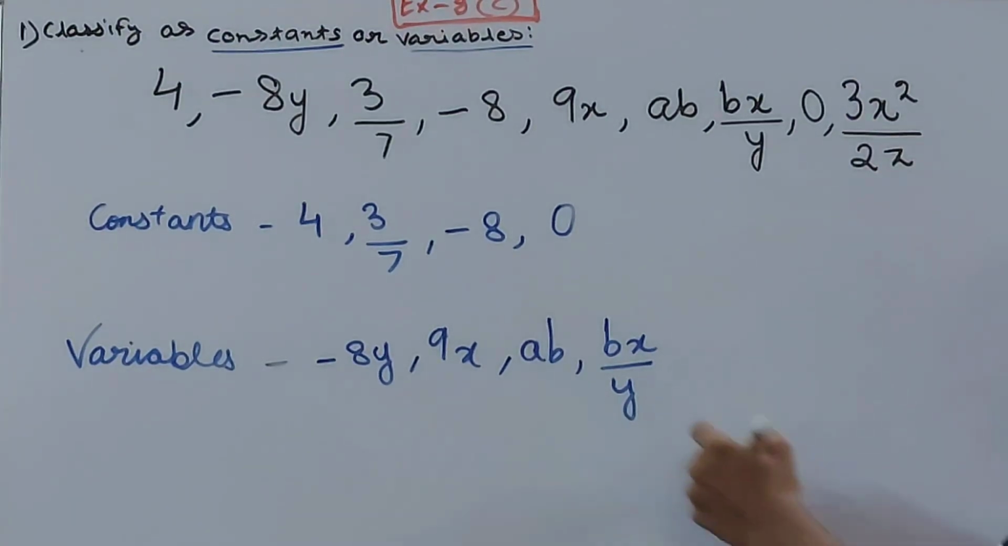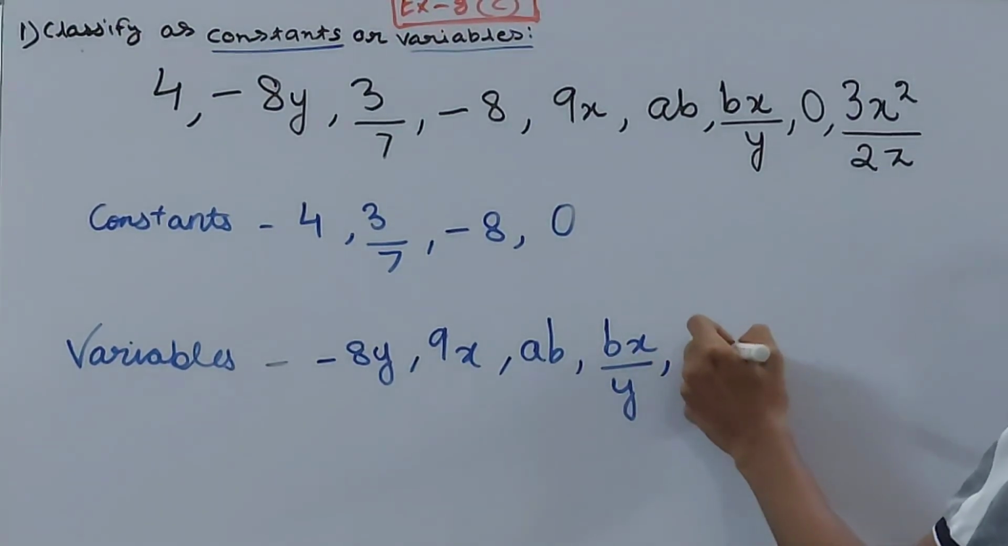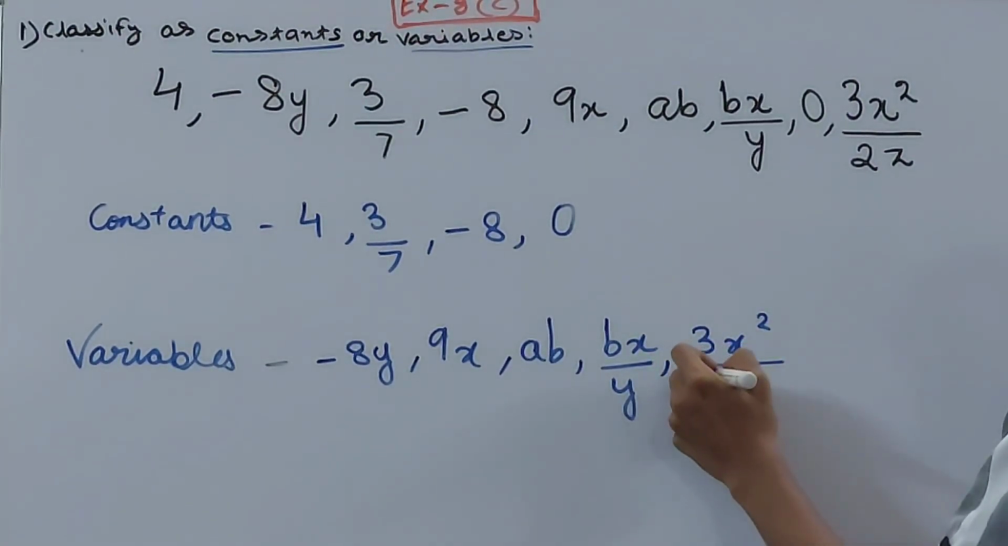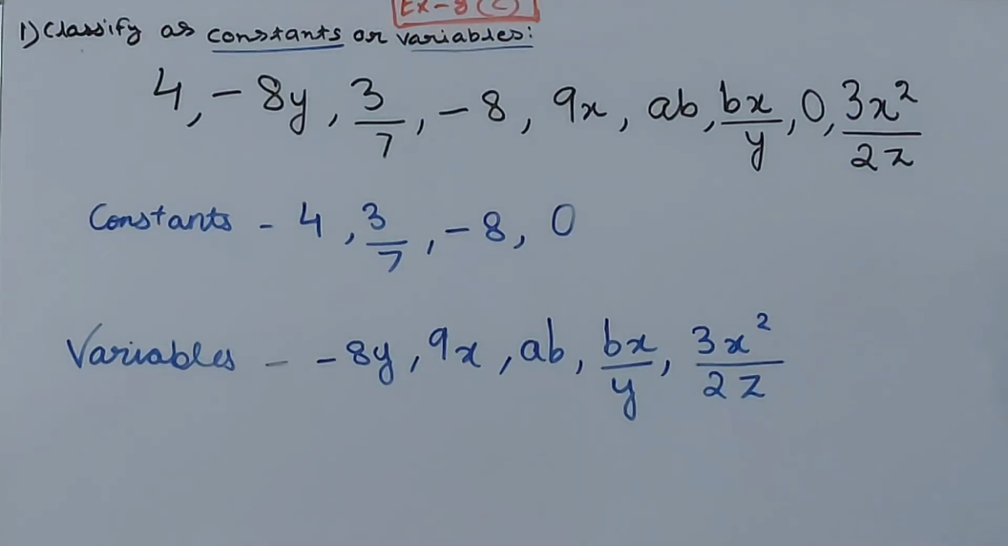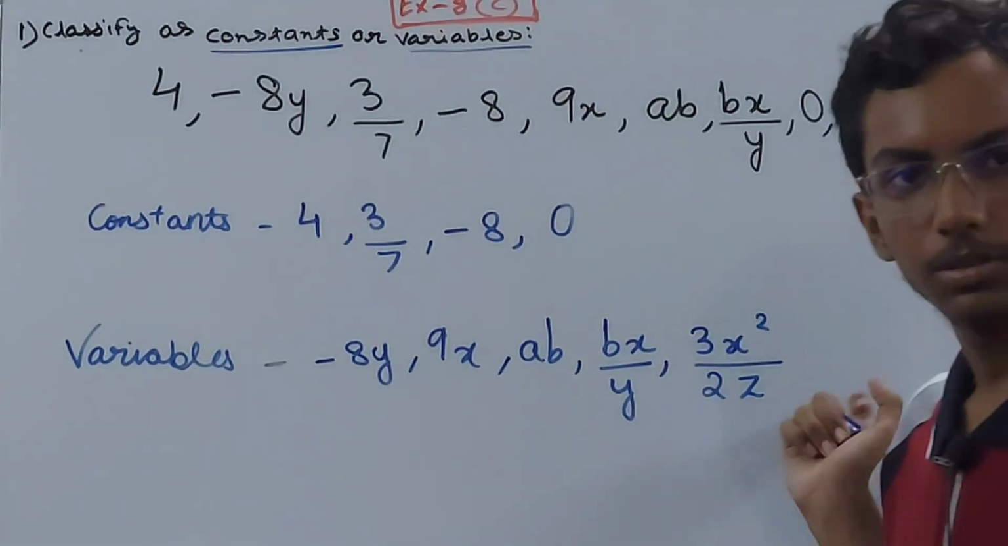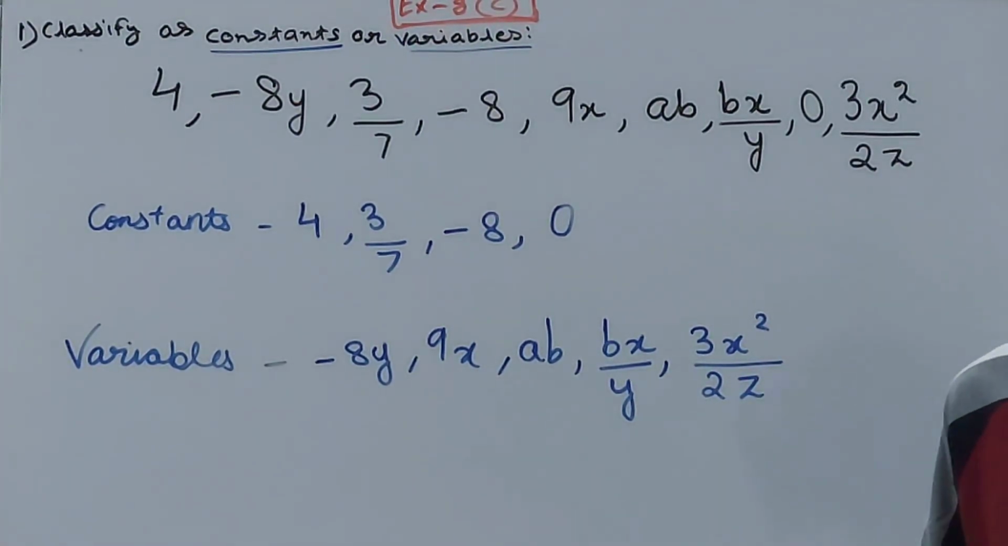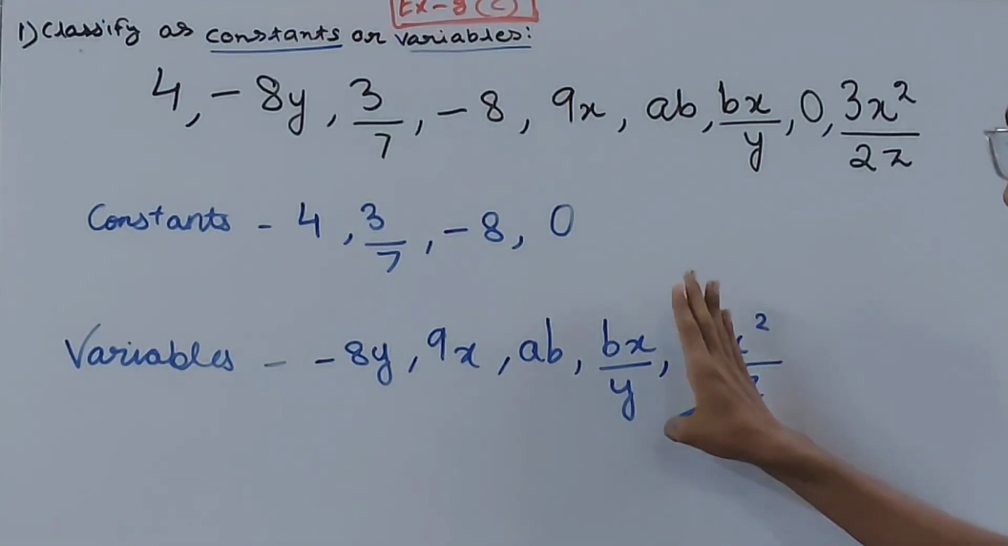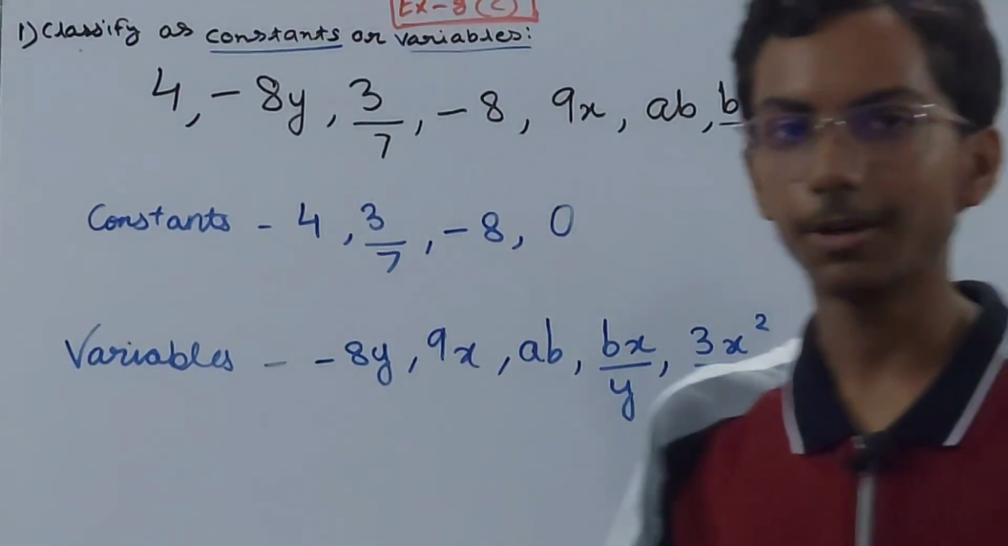3x square by 2z, that is going to be a variable. Why? x and z can take any value here, that is why they are variables. They can take any value of their own. Forget about 3 and 2, just look at this. So this is why it is a variable.